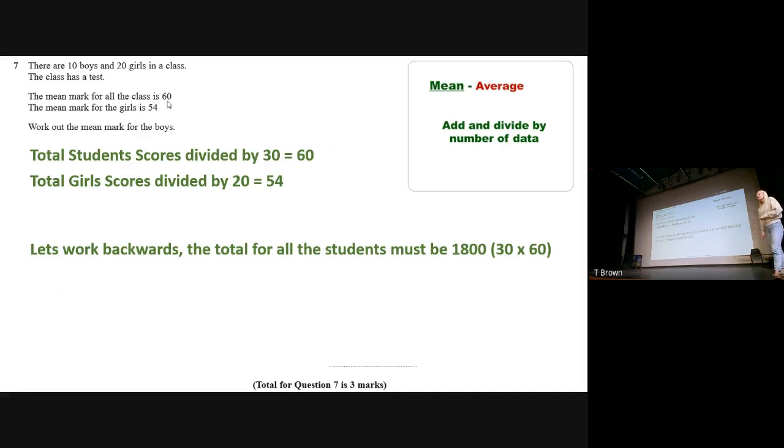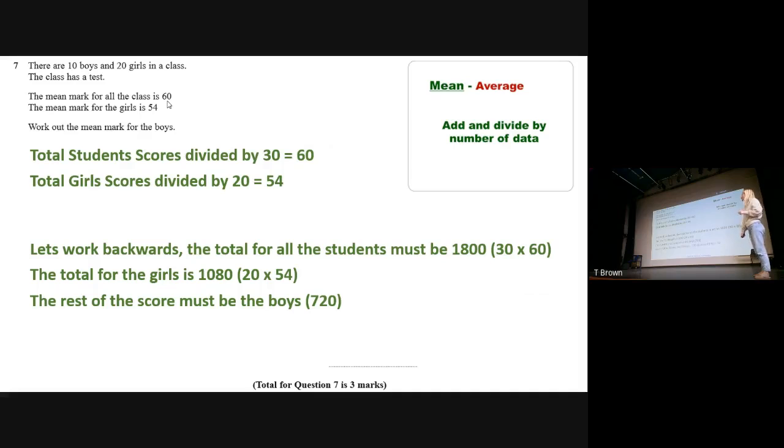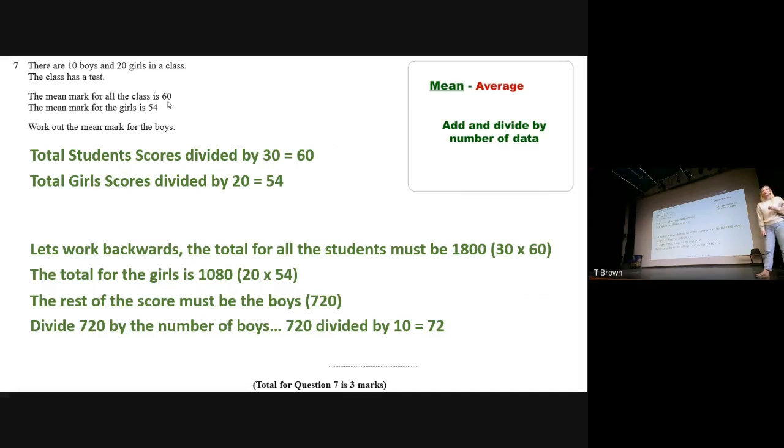If the girls got 1,080 and all of the students altogether got 1,800, hopefully we can see how many points the boys must have got between them. If this is all of the girls and the boys' scores added together, and this is just what the girls got, then the boys must have got 720 points between them. How many boys were there? 10. Good. So the mean for the boys is going to be 72. It's a non-calculator paper, so they're nice to you. They only make you divide by 10.